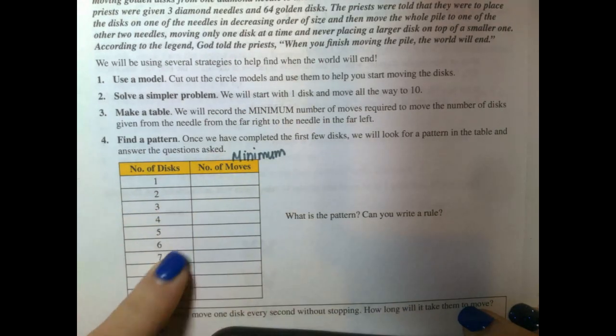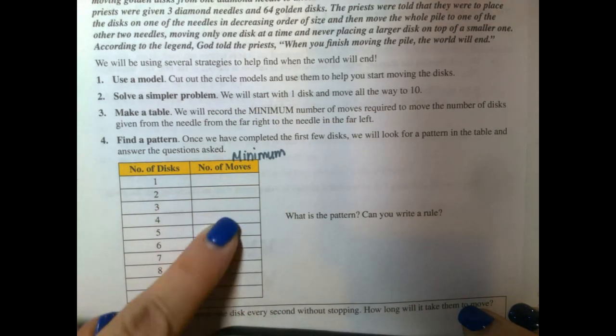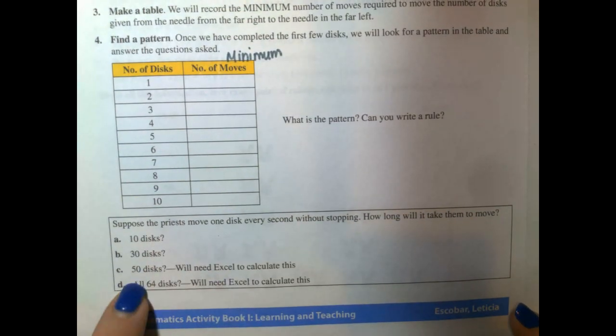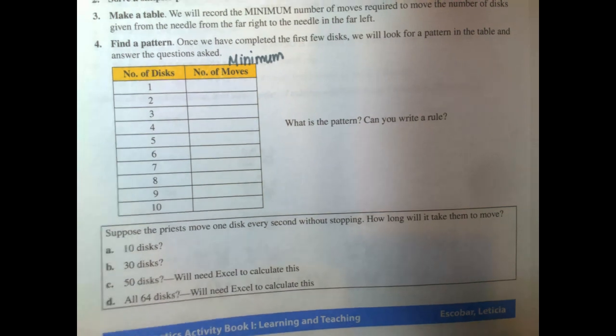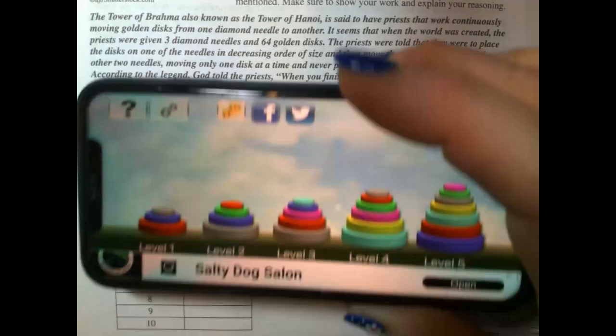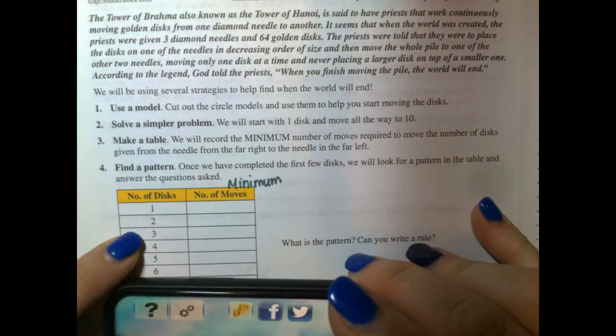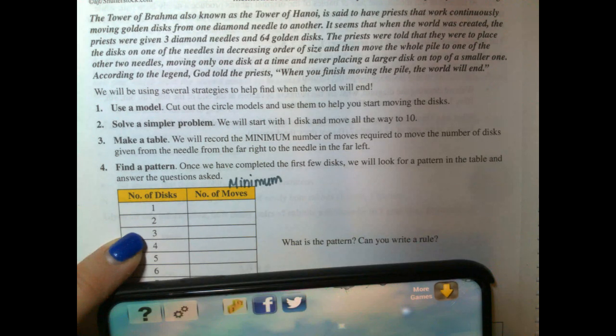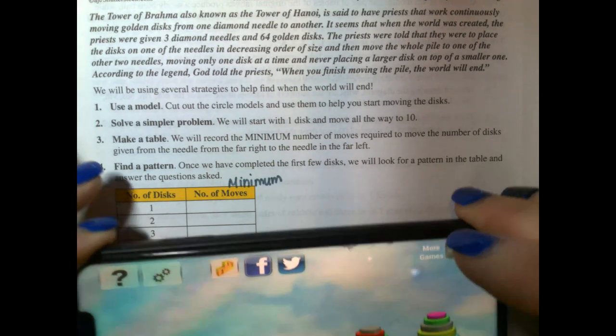What's the pattern? Can you write a rule? So what is happening in here? And then after that, like I mentioned down here, you want to be able to use Excel because it's really hard to do by hand, and the numbers are so big that a calculator cannot process it. So again, we are going to do the first 3, at least I do the first 3 with the app, and then you guys can do the other ones. I would suggest you pause the video and then continue watching.